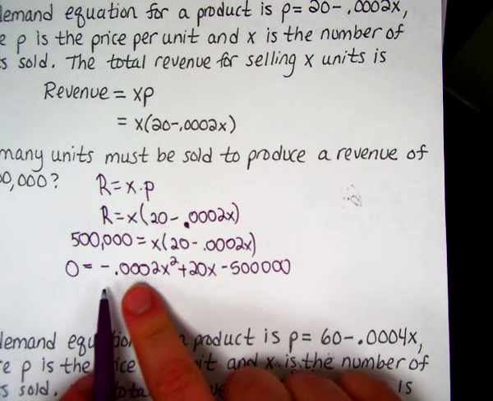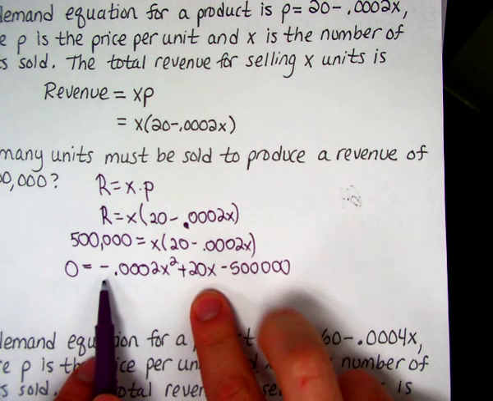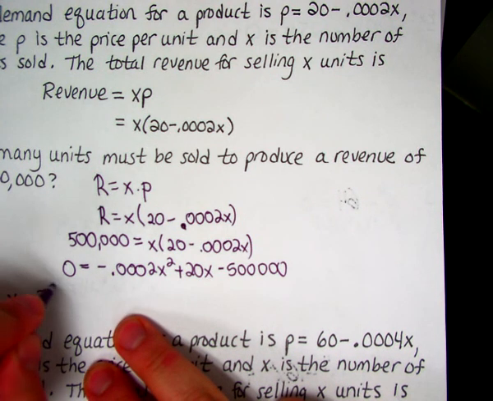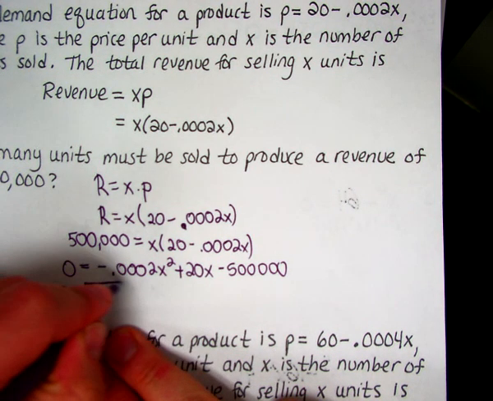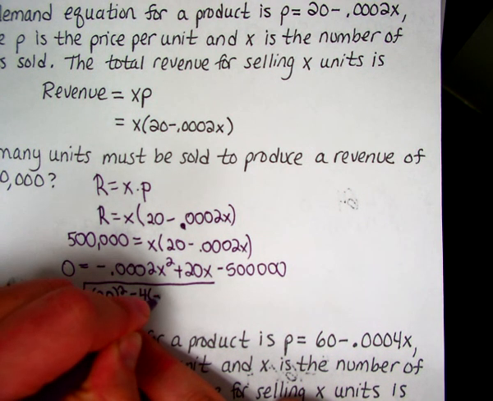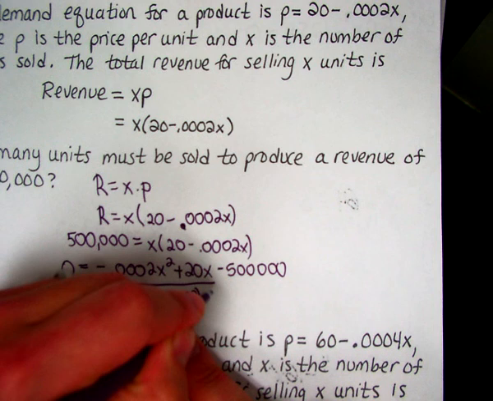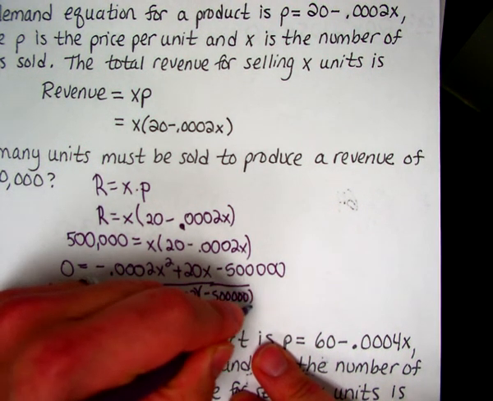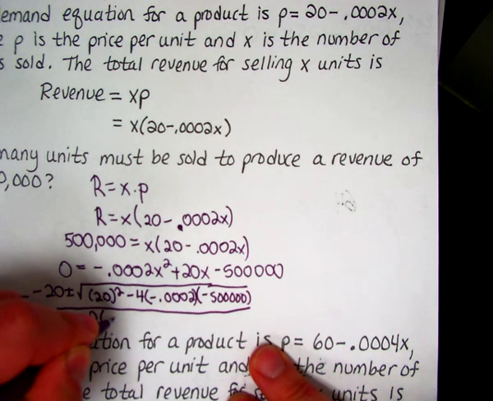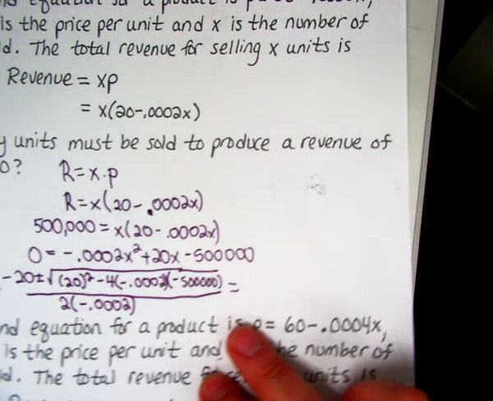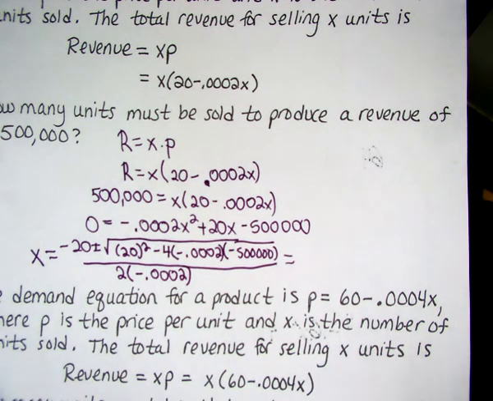So we'll see our A value is negative, our B value is positive, and our C value is negative. If we set this up in the quadratic formula, we have X equals negative 20 plus or minus the square root of B squared, which is 20 squared, minus 4 times A, which is negative 0.0002, times C, negative 500,000, all over 2 times negative 0.0002. Now, here's the beauty of this problem. Because we're talking about a real life problem, we're allowed to get decimals. We don't have to worry about simplifying the radicals.